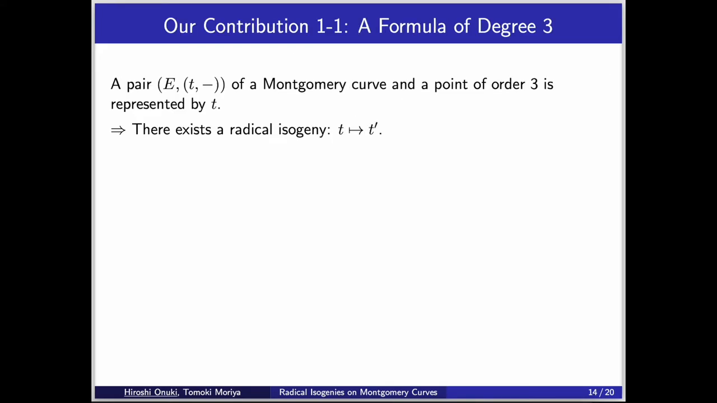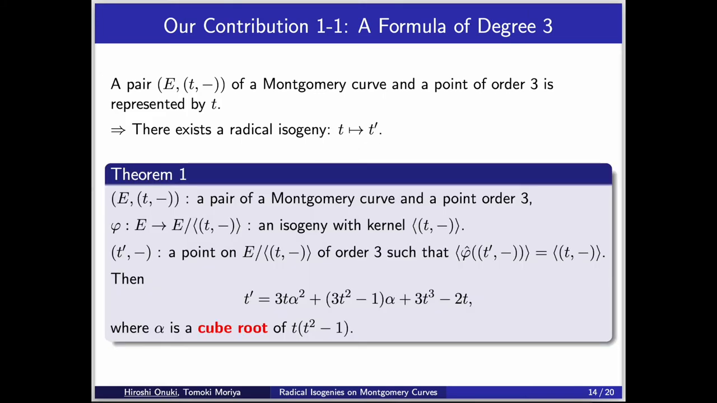Now I introduce our contributions. The first is a radical isogeny formula of degree 3. A pair of a Montgomery curve and a point of order 3 on it is represented by the x-coordinate of the point of order 3, t. There is a radical isogeny between such t's. Indeed, we proved this theorem.